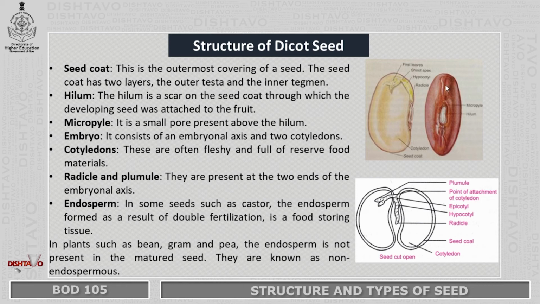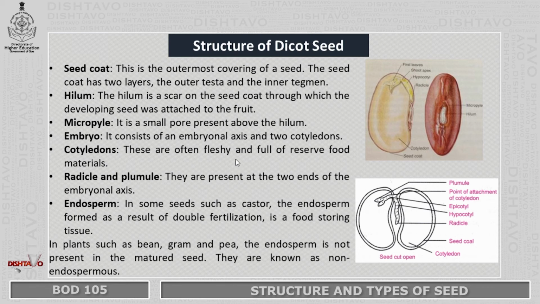The next is the micropyle, which is a small pore which is present just above the hilum. The embryo, which is again a significant part of the seed, comprises the embryonal axis and two cotyledons. The cotyledons here are often fleshy and full of reserve food material. Again, the embryo comprises radicle and plumule, which are present at the two ends of the embryonal axis.